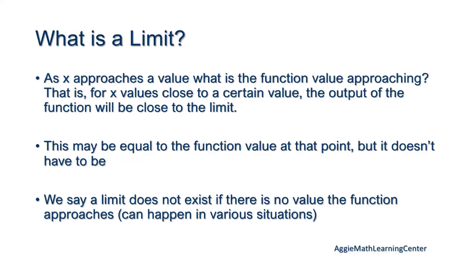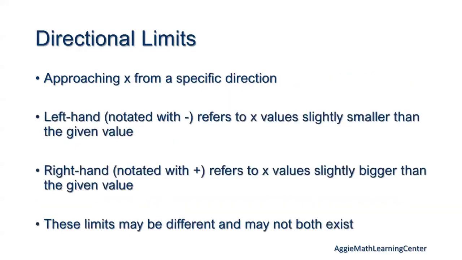So as x gets infinitely close to a certain number, what is the output of that function infinitely close to that point? The key part about limits is there may be a point there that exists, but oftentimes there is not. So we're going to find the closest approximation to the point that should exist there. We say a limit does not exist if there is no value the function approaches, and there will be multiple situations that we will cover here in a second.